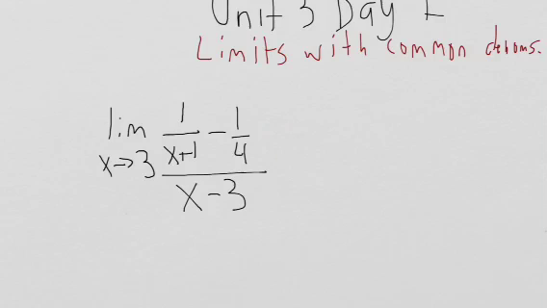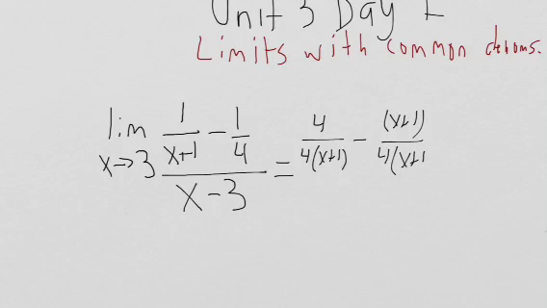So what we do is we say, all right, to find a common denominator, this has an x plus 1, but it's missing a 4. So we have to multiply by 4 divided by 4. So we get 4 over 4 times x plus 1 minus. Okay, what is this one missing? Well, it's missing an x plus 1. So we multiply by x plus 1 over x plus 1. So we get x plus 1 divided by 4 times x plus 1. And this is all still divided by x minus 3.